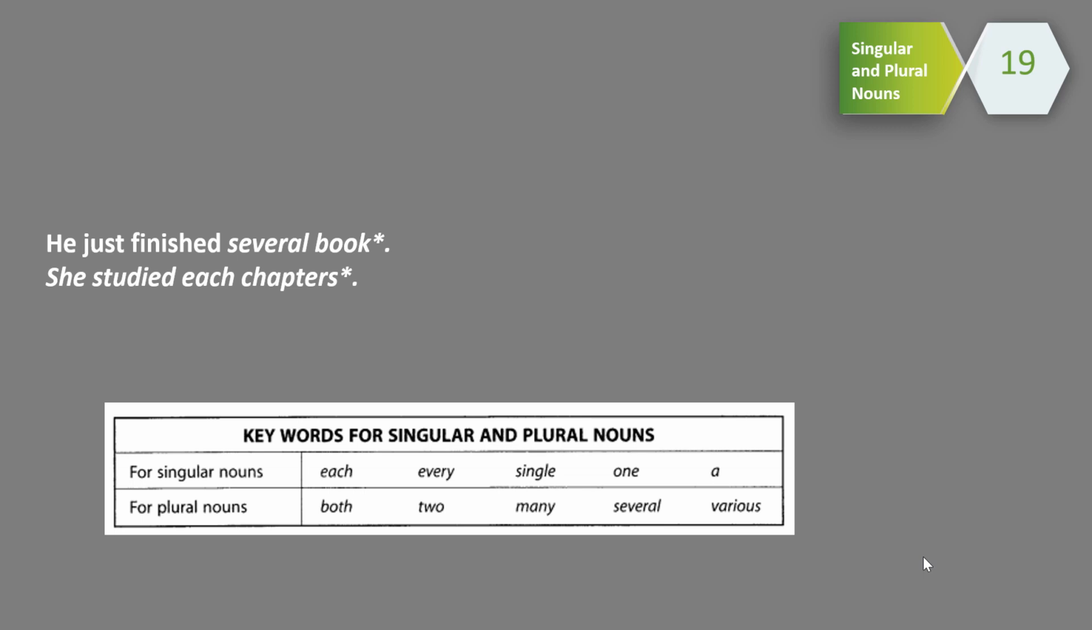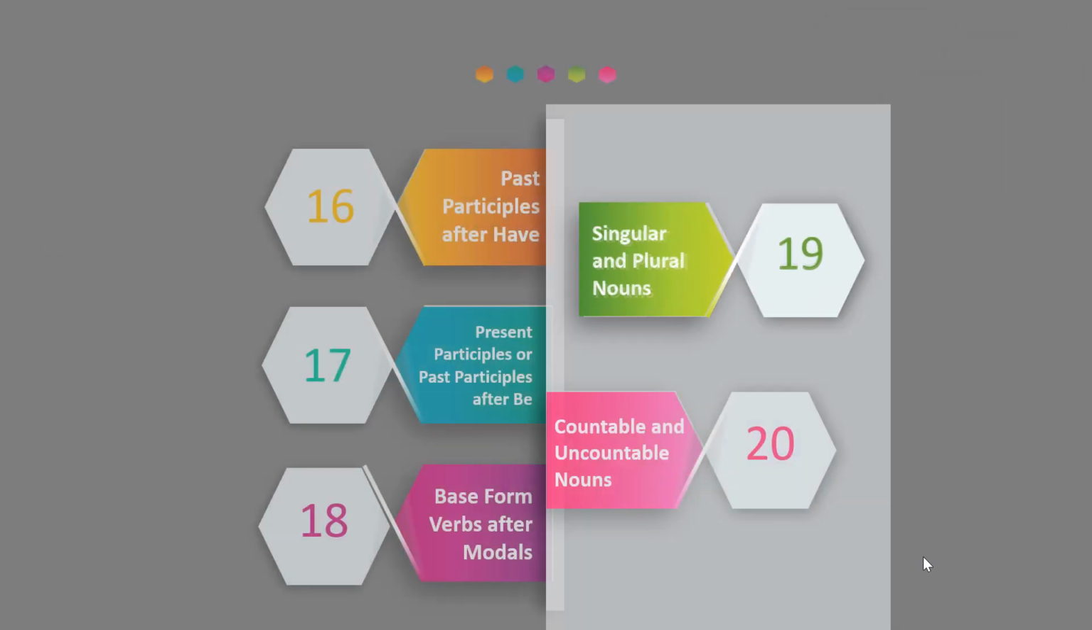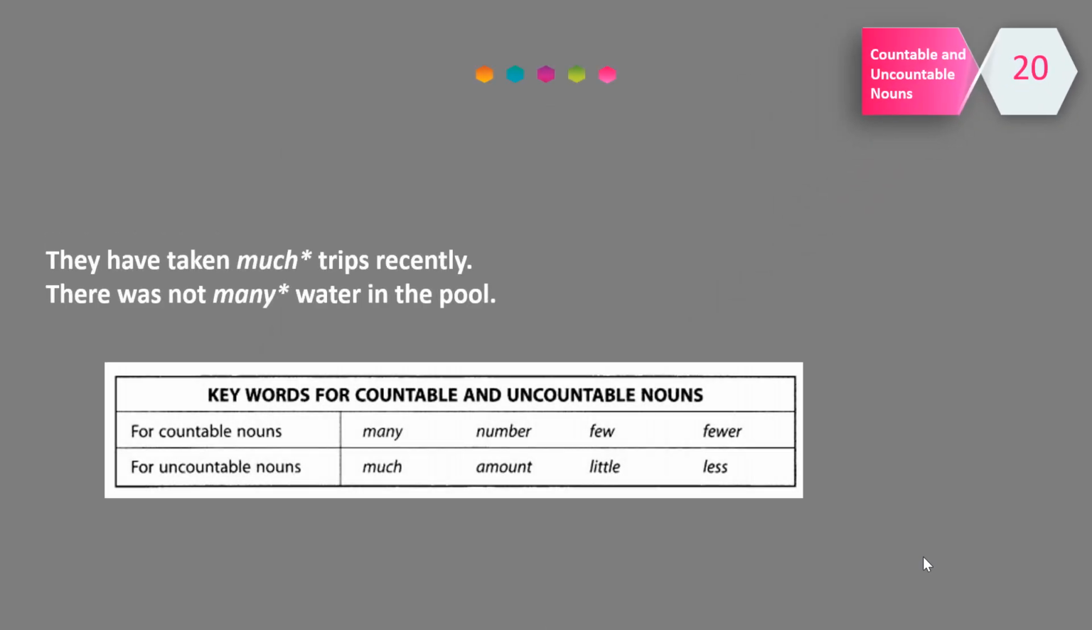Okay, have a look at the table. Keywords for singular and plural nouns. For singular nouns, we have each, every, single, one, and a. For plural nouns, there are both, two, many, several, and various. Okay, we go on to the next.